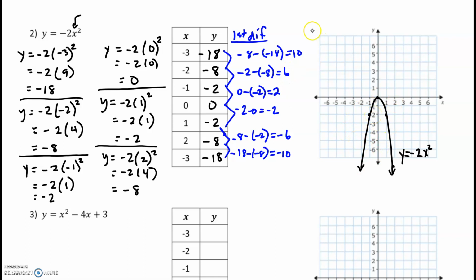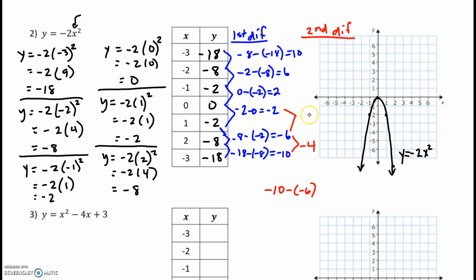So now let's do our second differences, and based on what we saw with our first example, I'm expecting these to be constant. So let's check it out. So negative 10 minus a negative 6. Now I'm not going to write it down. I'm just going to go ahead and do it in my head. That gives me a negative 4.